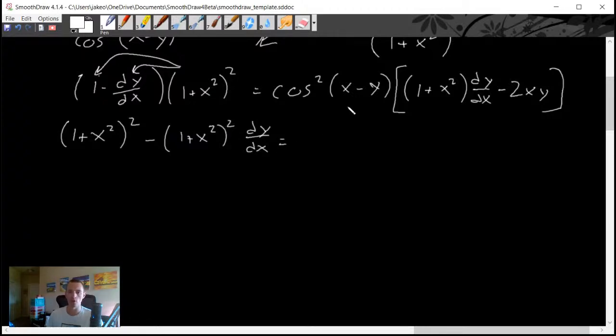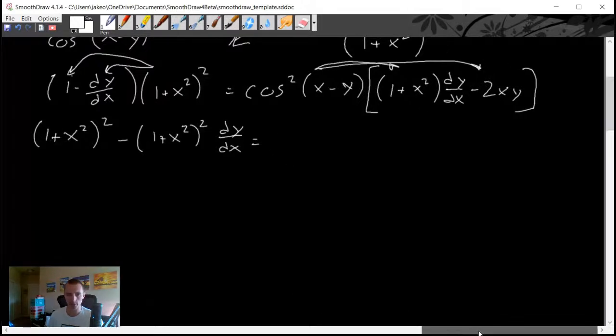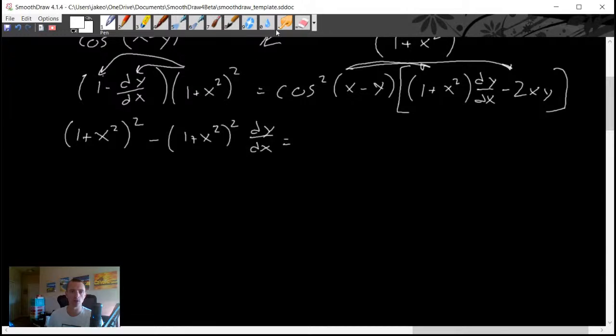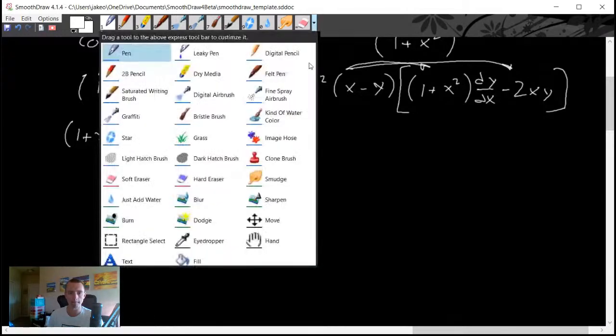Okay. And then over on this side of our equation, we need to distribute the cosine squared term into the parentheses here. So that's going to give us, and this is going to be quite a long thing here. Okay, so what I'm going to have to do is move this over real quick.